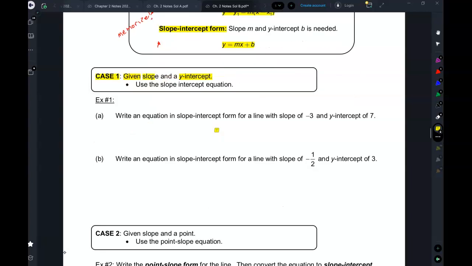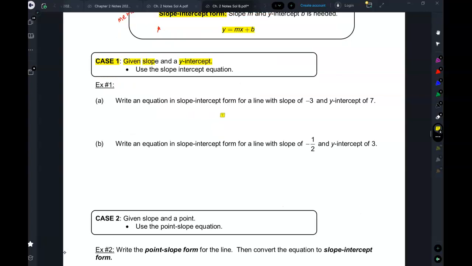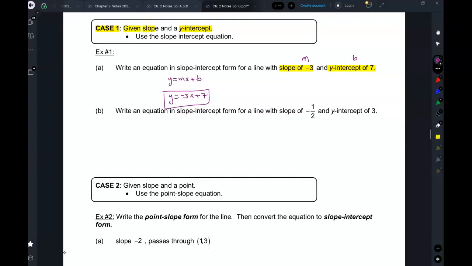That's this one. So here it says, write an equation in slope-intercept form of a line with a slope of -3 and y-intercept of 7, right? So if it's y equals mx plus b, slope is -3, y-intercept is b, right? So I'll just say y equals -3x plus 7, and that's it. You don't solve it? No, it is solved.